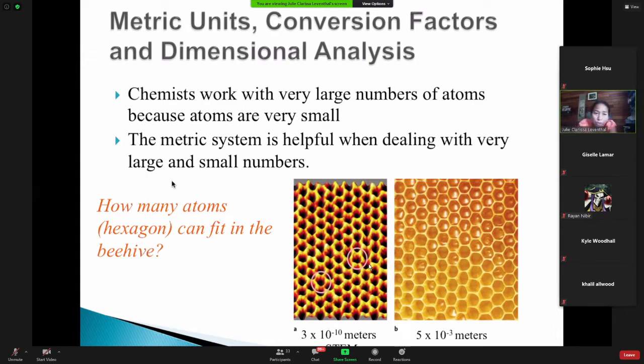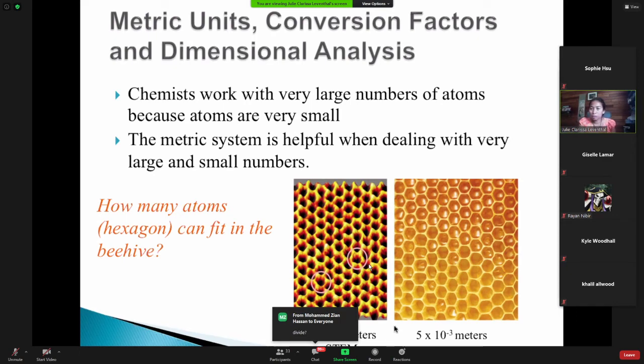Okay, so now to the question here. Each intersection here is an atom, so it's a hexa, 6 atom. How many of these can fit into a beehive? How many do you think? How will you do this? In one beehive, how many of these atoms fit? So what do you do? This is segueing to conversion factors.